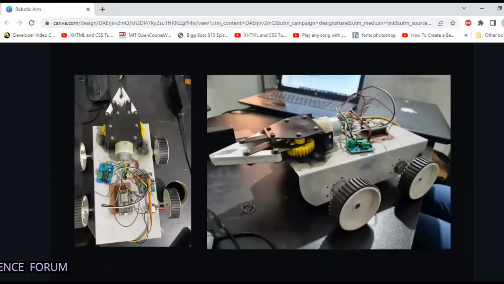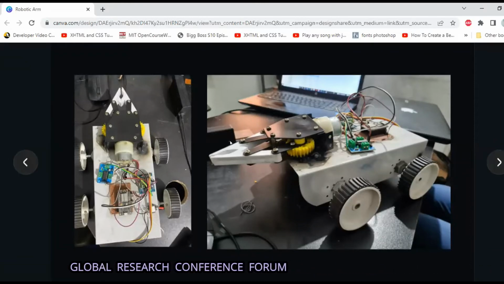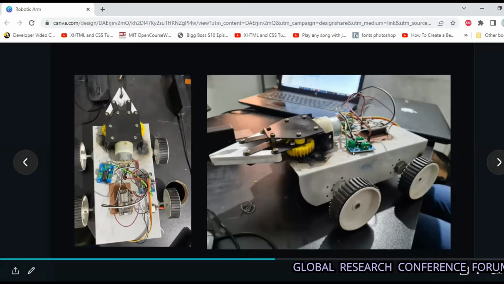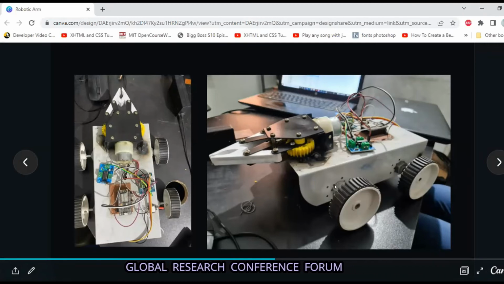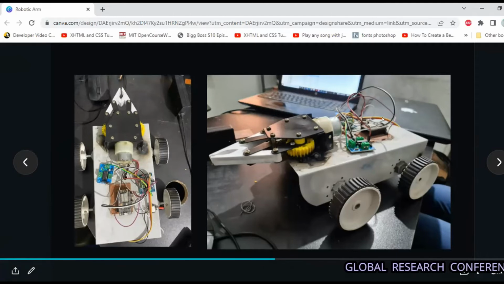This is the picture of the project that we are making. As you can see here, it has a hand or a gripper, which can be used to hold objects. And this is basically everything included in this, like drivers for the motors. And also we have the NodeMCU attached here.